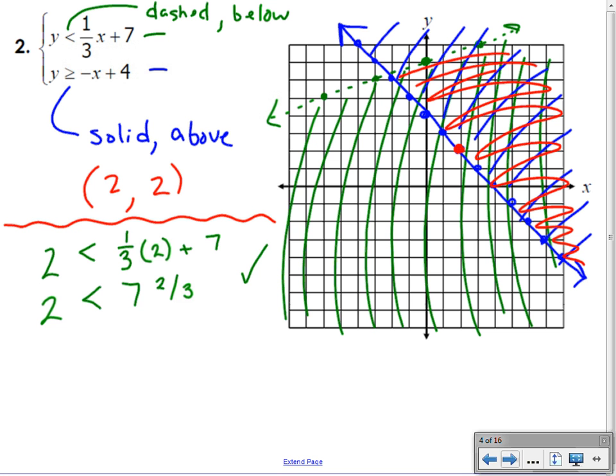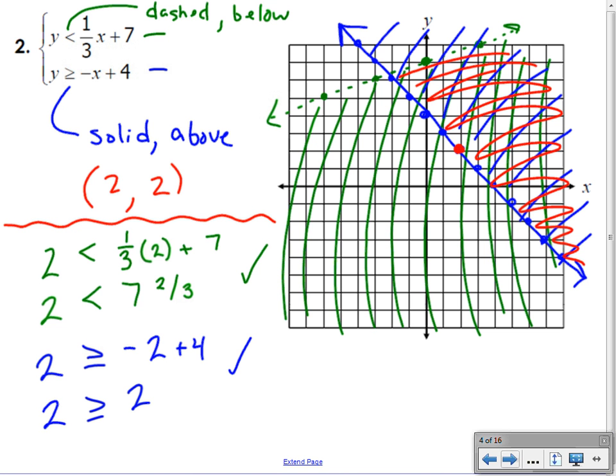So let's plug it into our second inequality. We would get 2 is greater than or equal to -2 plus 4. Okay, well, that's also true because -2 plus 4 is 2, and 2 isn't greater than 2, but it is equal to 2. So this would also be true. So not only do the points in the shaded region satisfy both inequalities, but a point on this solid line will satisfy both inequalities as well.